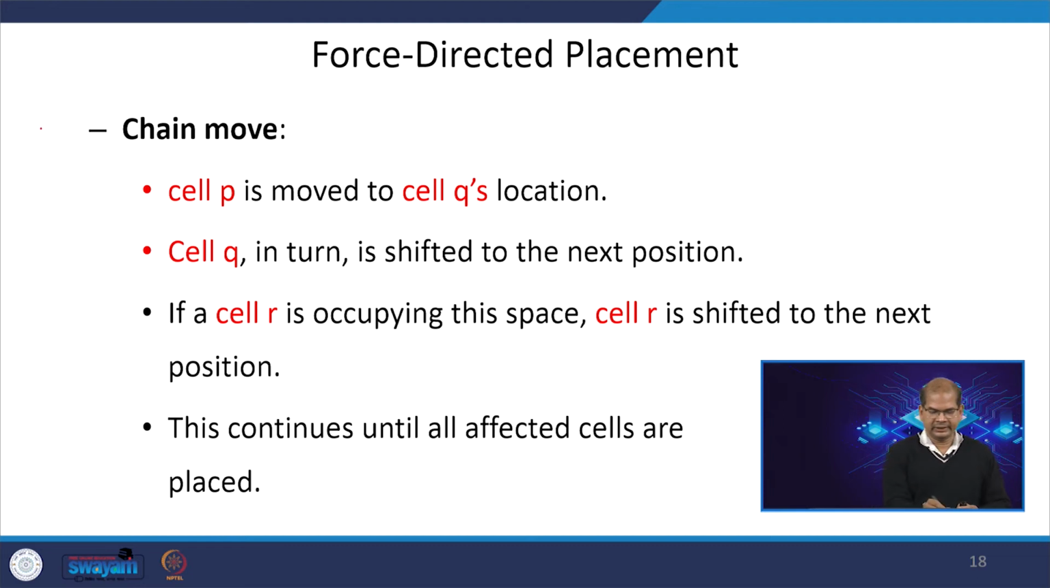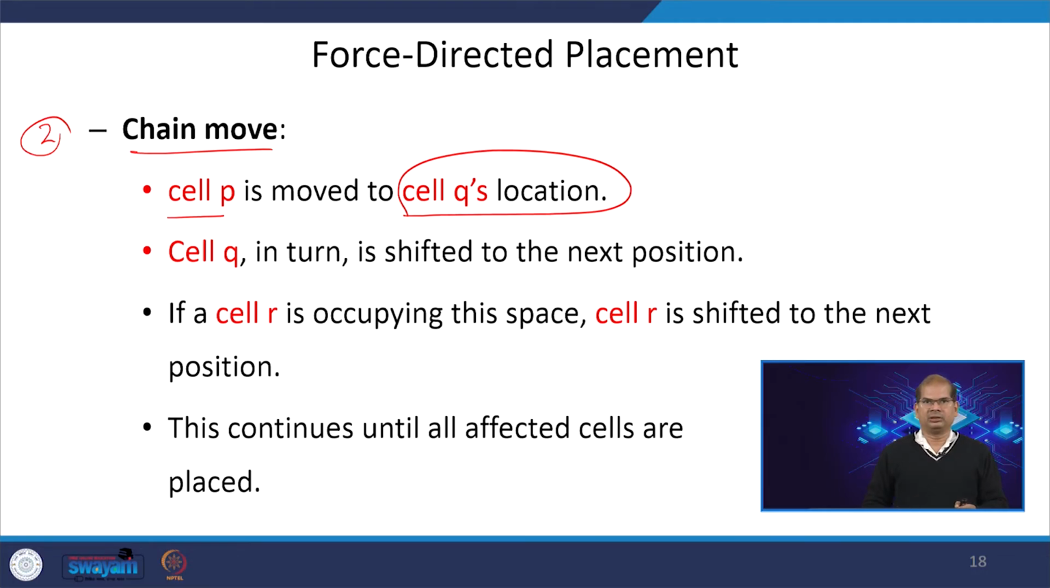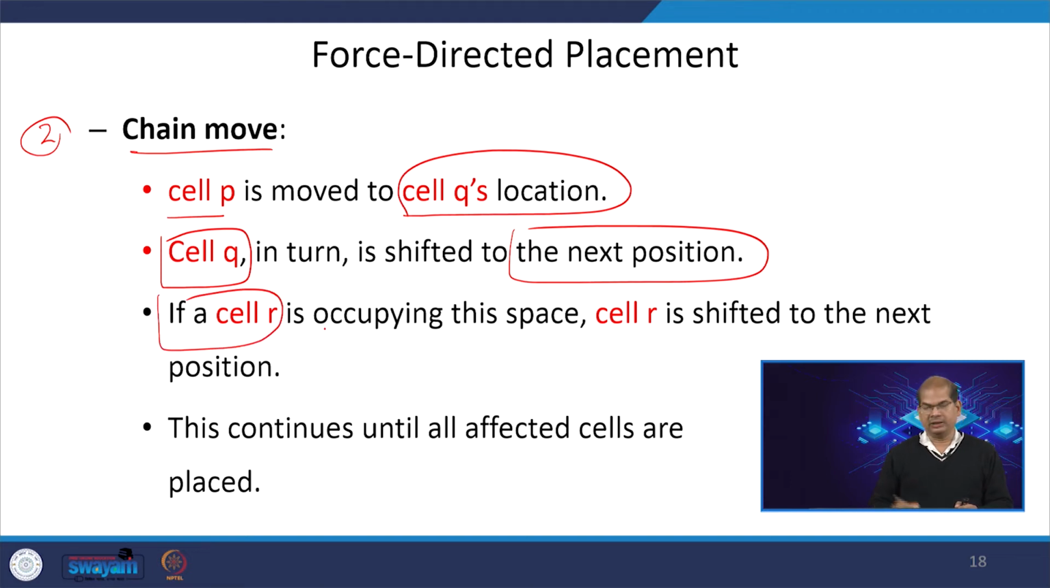Then we have the second technique, which is called the chain move. If the incoming cell P is moved to cell Q's location, then Q is not fixed. Then we have to move cell Q to the next position. If a cell R is occupying that same space, then R is shifted to the next position. So, this process continues.